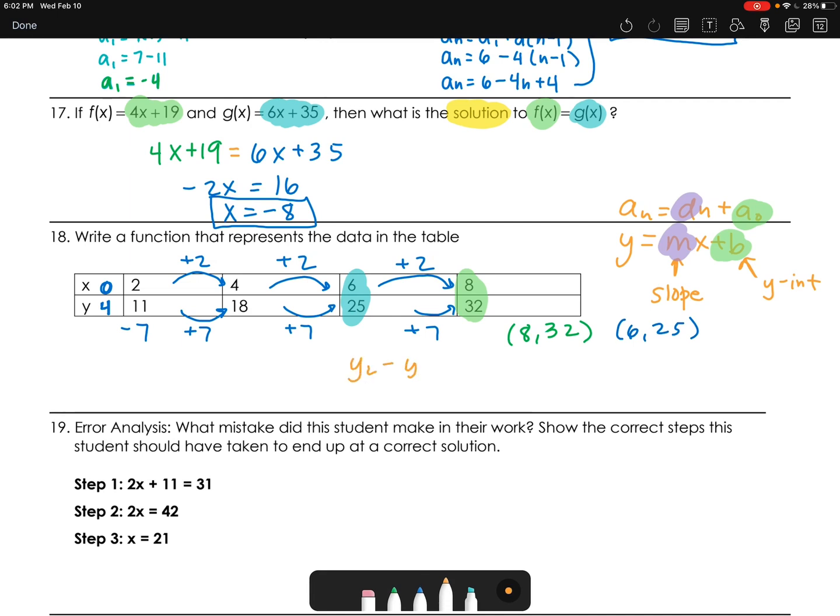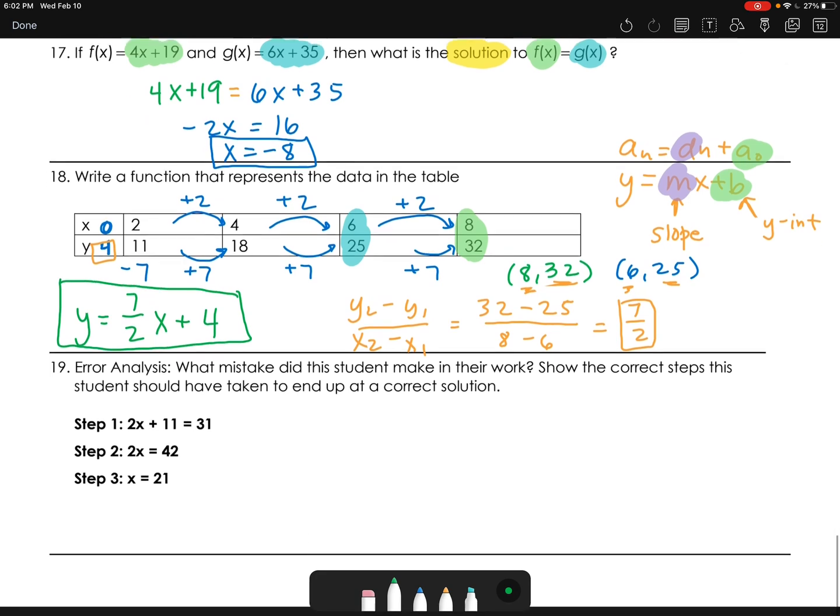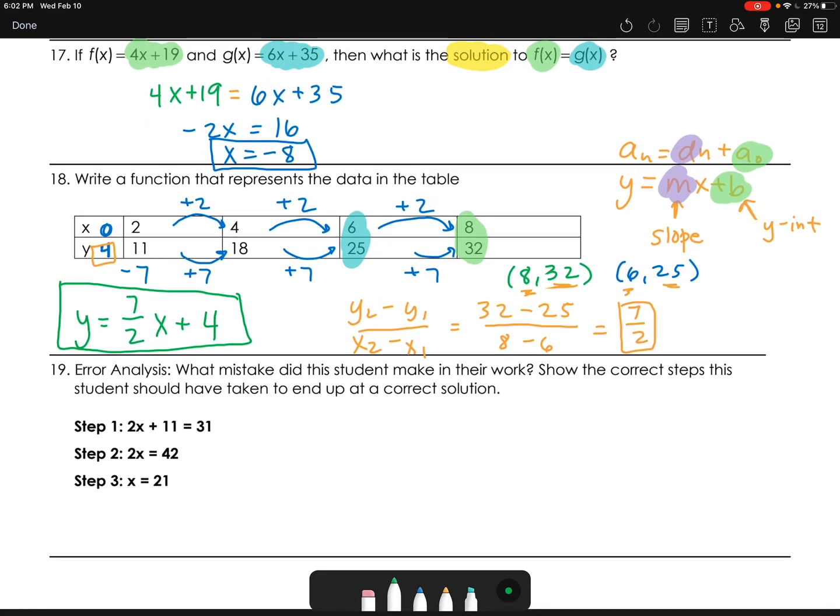And I'm going to use my slope formula. So I have y2 minus y1 over x2 minus x1. I'm plugging in my y's into the top. So I have 32 minus 25, and then I'm plugging in my x's. 8 minus 6, and then I end up with 7 over 2. So there's my slope. There's my y-intercept. Let's write this function. We have y equals 7 over 2x plus 4. There you go, guys. Okay, last problem, and then we are done, guys.